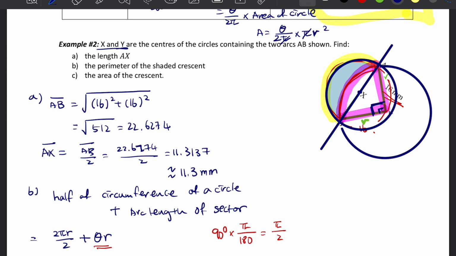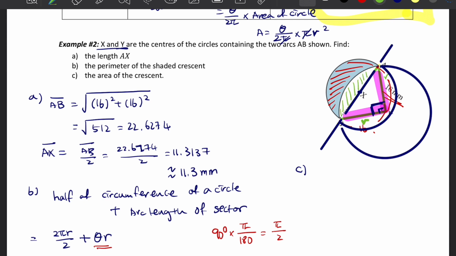Question C. We need to find the area of the crescent. So we are looking to find the area of the crescent, which means we're looking for this blue part here. And you can see that this blue part is actually, let's clear this part up a little bit, a semicircle minus this part here.